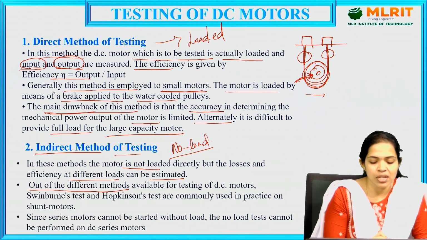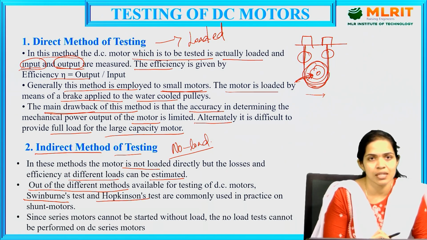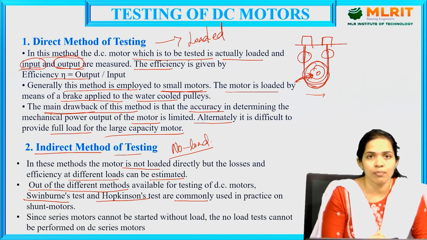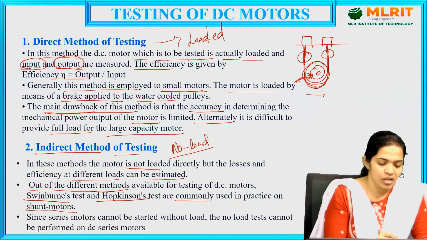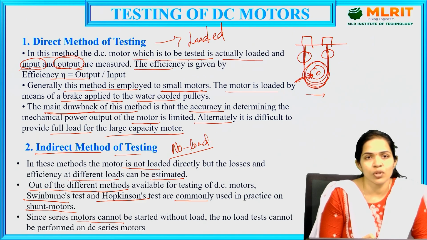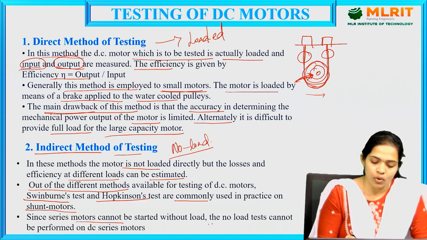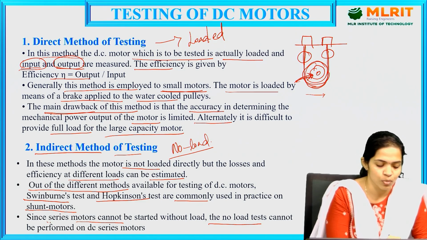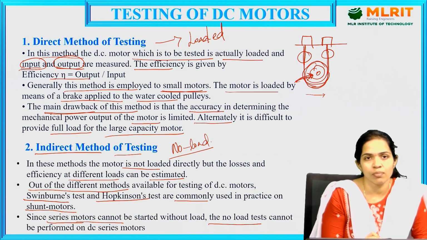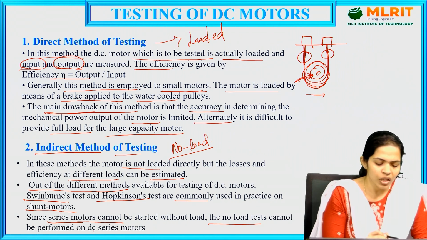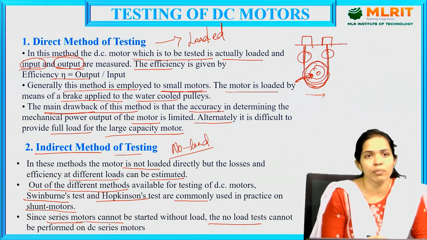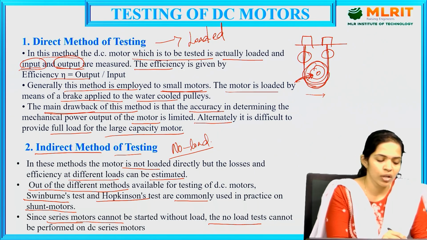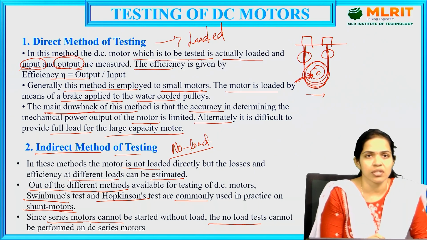Out of the different methods available for testing DC motors, we mostly use two kinds of test: Swinburne's test and Hopkinson's test. These are the most commonly used and are in practice for shunt motors. Series motors cannot be started without load, so the no load test, that is Swinburne's test or Hopkinson's test, cannot be conducted on series motors. We should always start a series motor by loading it. That's why this kind of indirect method of testing cannot be performed on DC series motors. It can only be performed on shunt machines or shunt motors.